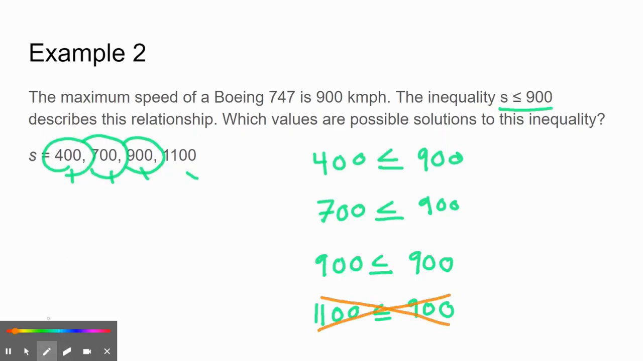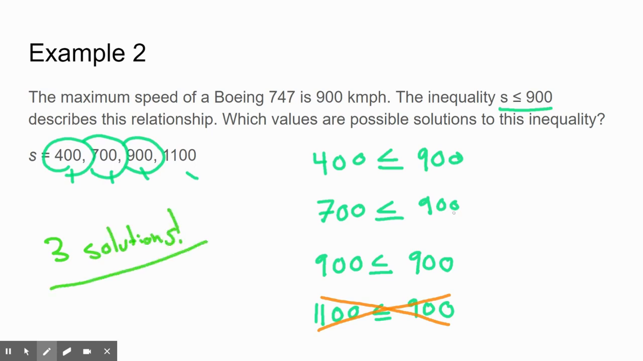That means that we actually have 3 solutions in this problem, which is kind of weird because usually we only have one answer, right? So what does that mean? Let's talk about it on the next slide.